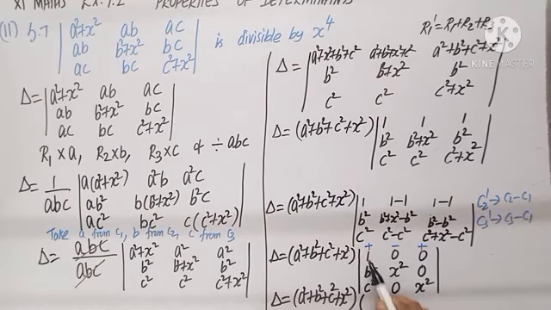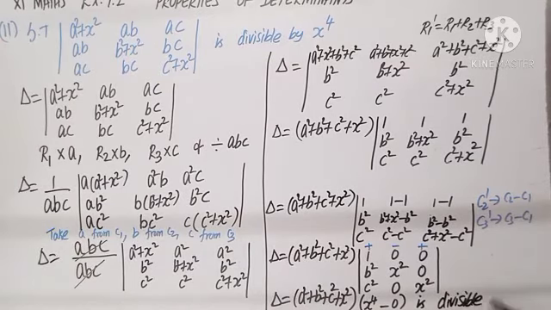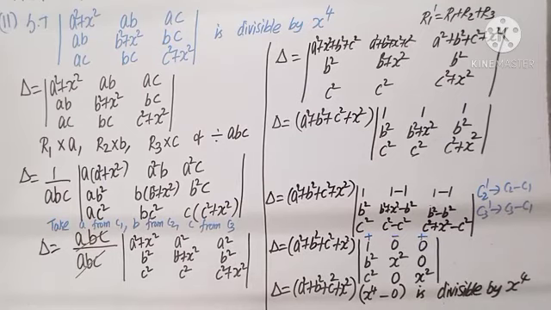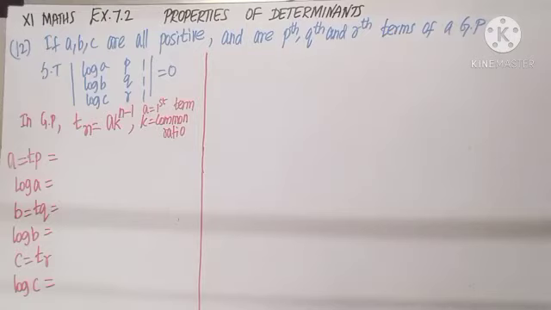So 1 into X power 4 minus 0. As I see this, it is divisible by X power 4 and hence the problem. The question says the determinant is divisible by X power 4. We have something into X power 4. Therefore, the given determinant is divisible by X power 4.